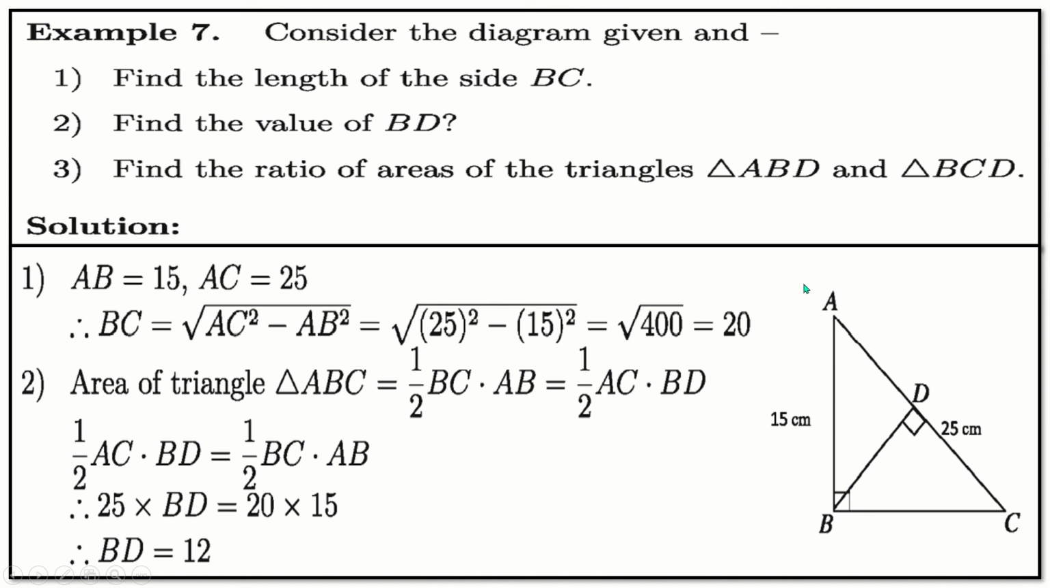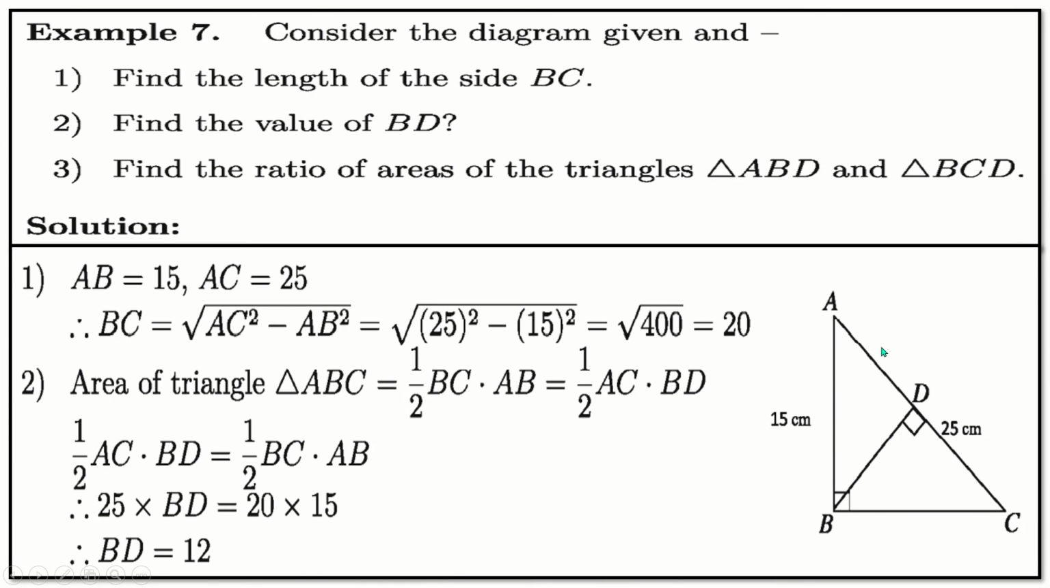As AB is equal to 15 centimeters and AC is equal to 25 centimeters, therefore AC square is equal to AB square plus BC square. That means BC square is equal to AC square minus AB square. That means BC is equal to square root of AC square minus AB square. But AC is equal to 25 and AB is equal to 15. So 25 square minus 15 square is equal to 400, square root of 400 is equal to 20. That means BC is equal to 20 centimeters.